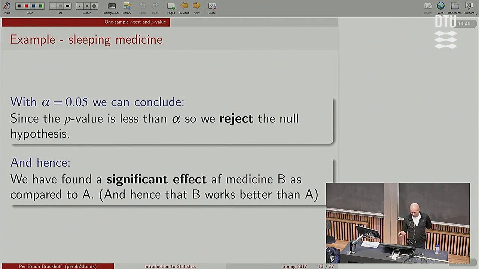I'm repeating myself, but it's okay to repeat this. With a fixed alpha, we conclude that we reject the null, and we found a significant effect, and that B works better than A. We said this already.